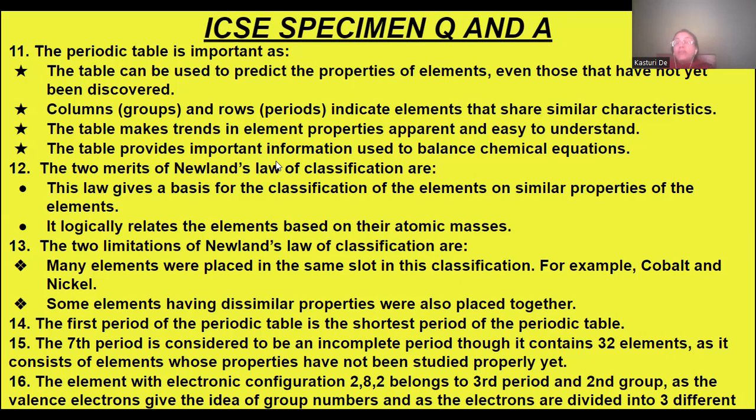Some elements having dissimilar properties are also placed together. So classification was not proper, because many elements were placed in the same slot. Elements having dissimilar properties are also placed in the same column or same group. Okay, together, that is.